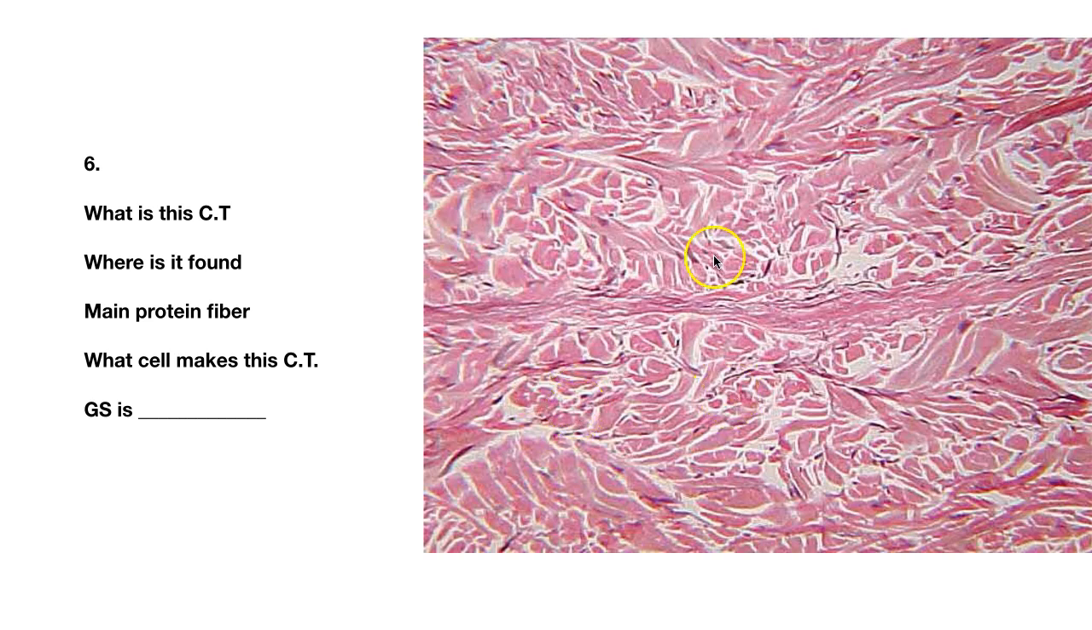The cell that makes this, it's a connective tissue proper, so what cells are making this? Fibroblasts. The ground substance is syrupy, gel-like. It's a connective tissue proper.